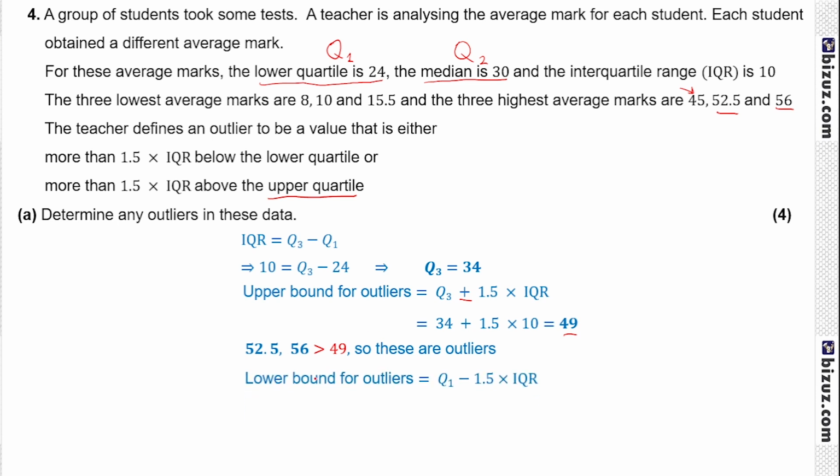The same thing on the lower end. The lower bound for the outliers is going to be 1.5 times the IQR below. So this is subtracted from Q1. So if we evaluate this expression, we get a value of 9. So which ones are below 9? That's only 8. 10 is above 9. So only 8 is below 9. So only 8 is an outlier on this end. 10 is the lowest value that's not an outlier. Again, I'd like you to just keep that at the back of your mind. And so the outliers are 8, 52.5, and 56.